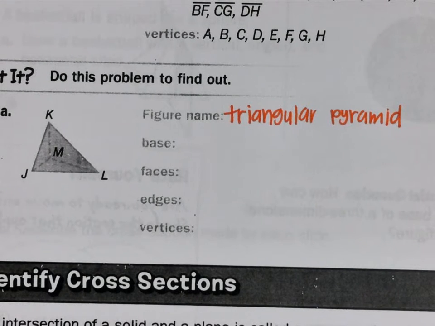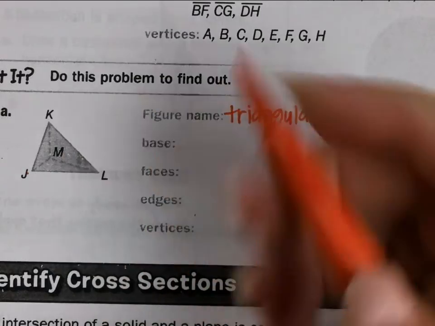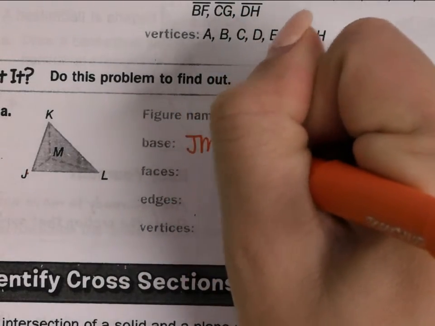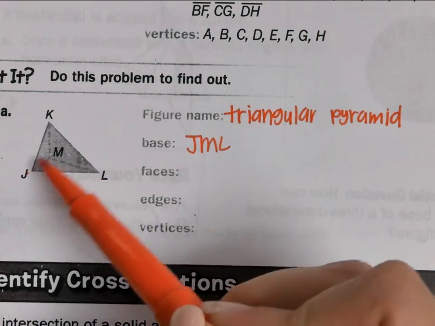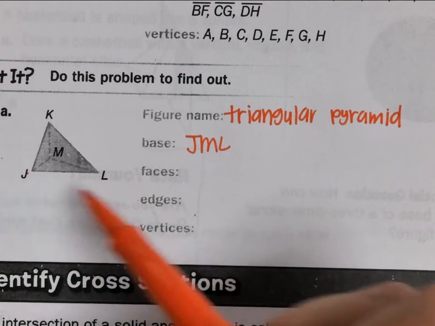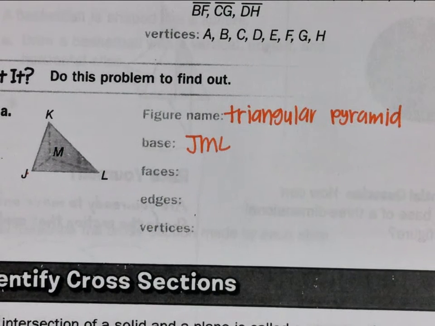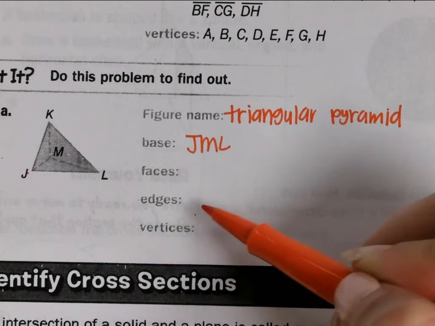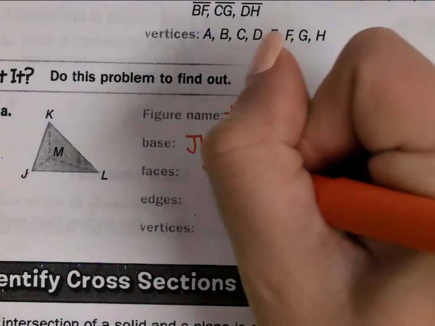So now we need to label our base, which we just said was JML. Does it matter if I say JML or LMJ or JLM? On a triangle it doesn't really matter, as long as you're going in a circular motion. On a rectangle, you don't want to go from one side to the other side and so forth, which I'll show you when we get there. All right, so my base is JML. Is that also a face? Yes.